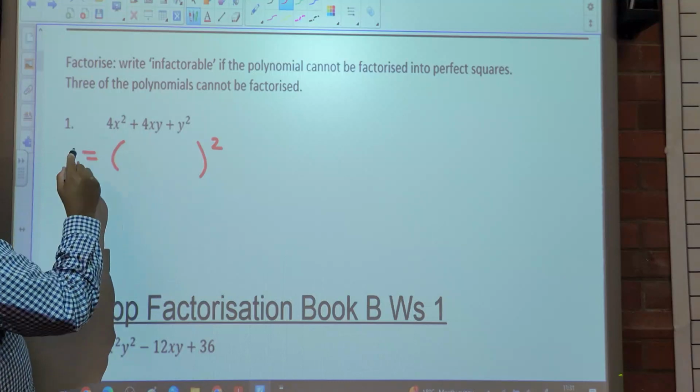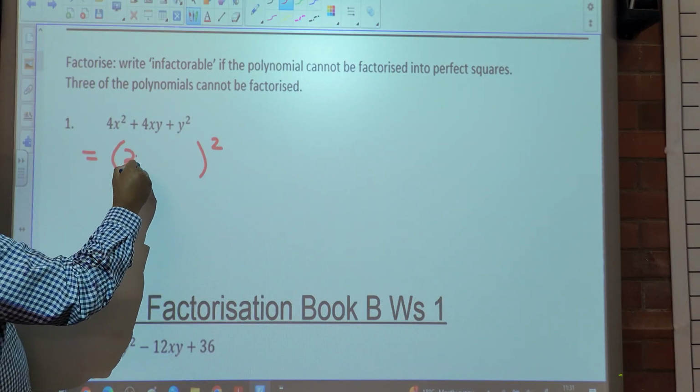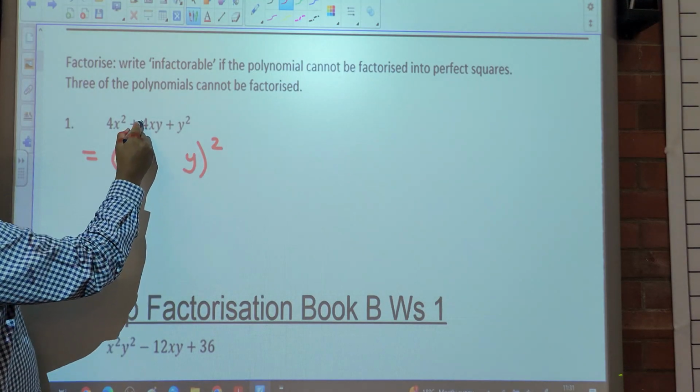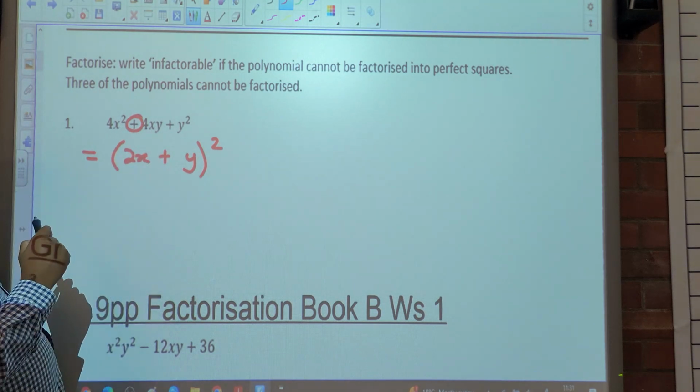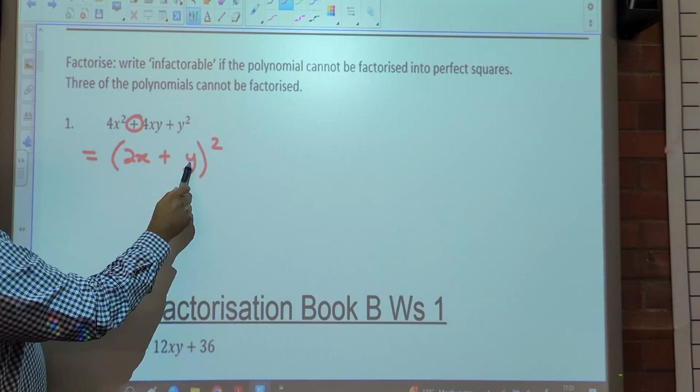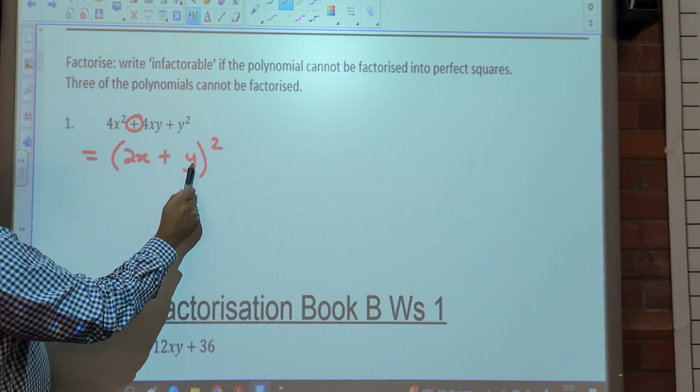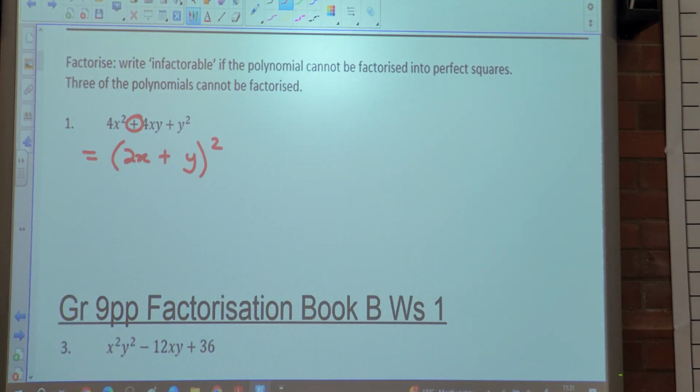So it's going to be, what's the square root of 4x squared? What's the square root of y squared? And there's a plus, so there goes plus. So we check for this middle term. What is 2x times y times 2? 4xy. And yes it is. Okay.